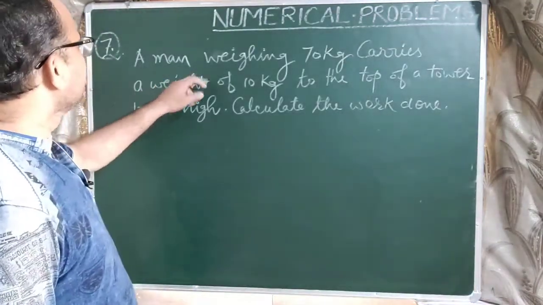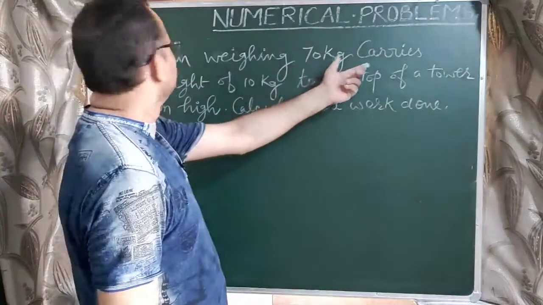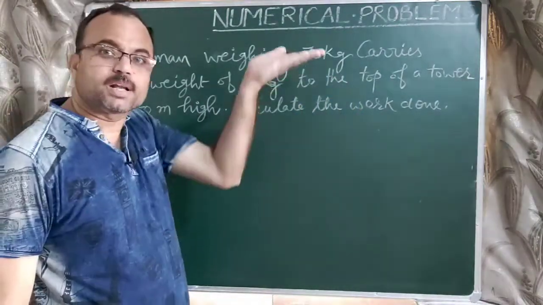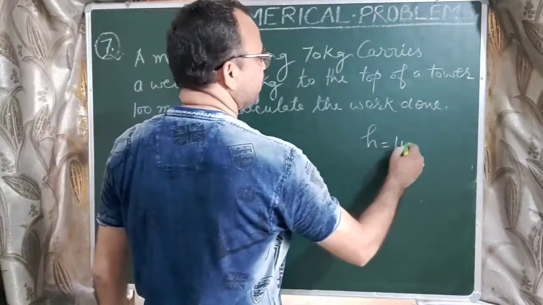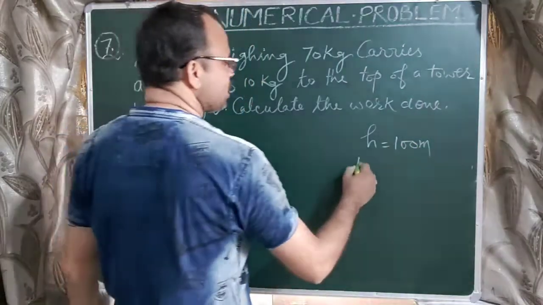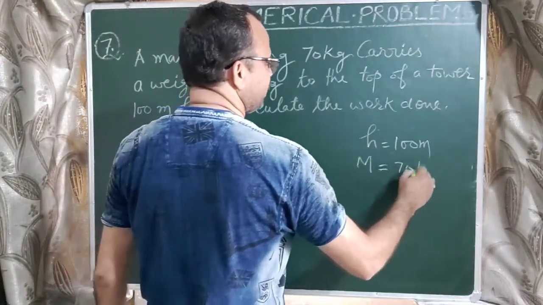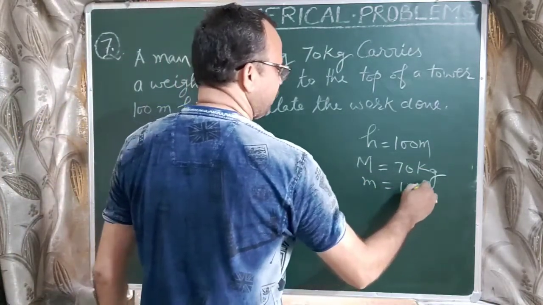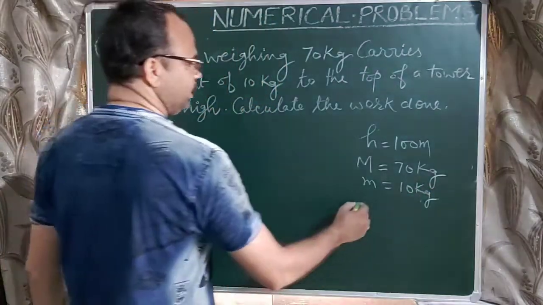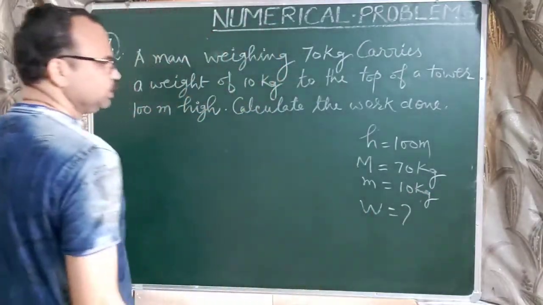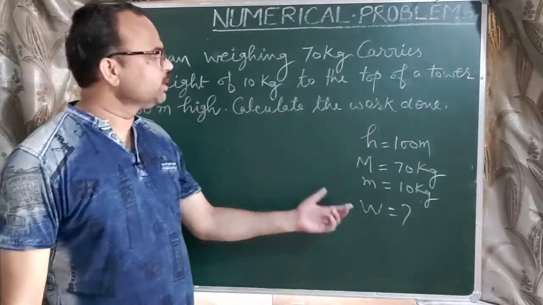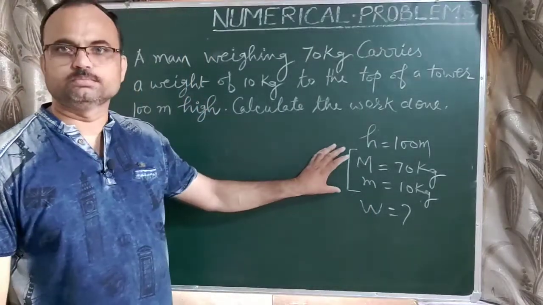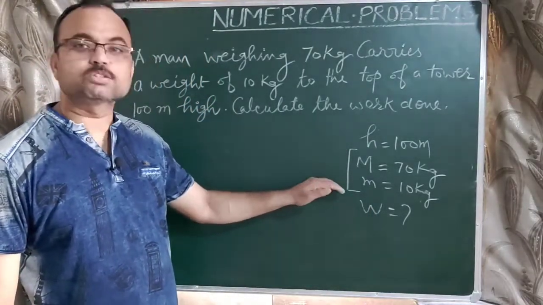Let us now see question number 7. A man weighing 70 kg carries a weight of 10 kg to the top of a tower 100 meter high, which means h equals 100 meter. The mass of man is given as 70 kg, and the mass of the weight, suppose small m, is 10 kg. We have to calculate the value of work done. The main important thing is that we have to take the mass of both, the mass of man plus the mass of weight.